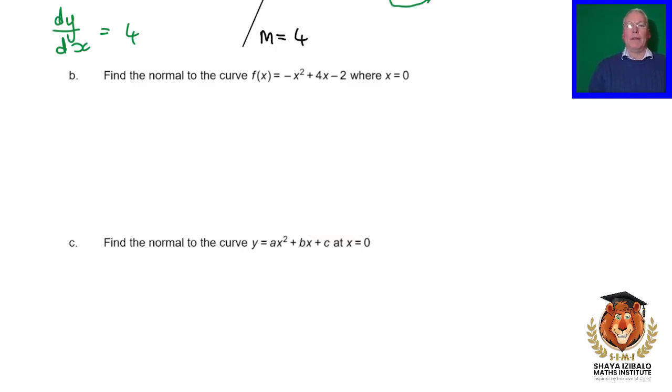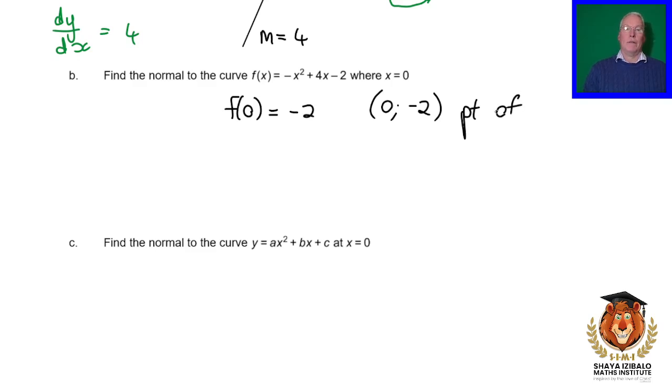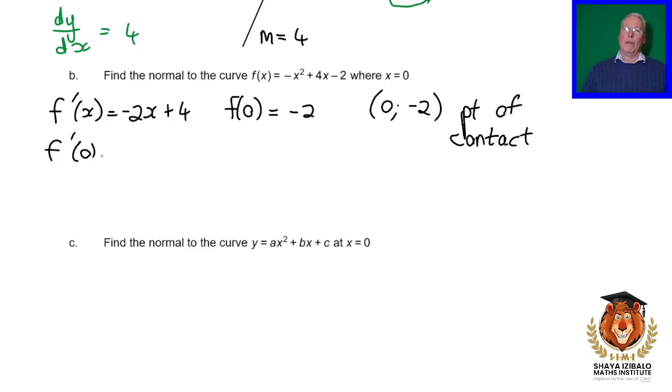Okay, so B. Right, what we know is that f of 0 is negative 2. That's the point of contact. (0, negative 2) is the point of contact. I'm now going to work out f dashed of x. f dashed of x is negative 2x plus 4. Now when we put 0 into that formula, we're going to get the gradient of the tangent at that point. So when you put 0 in here, you get 4.